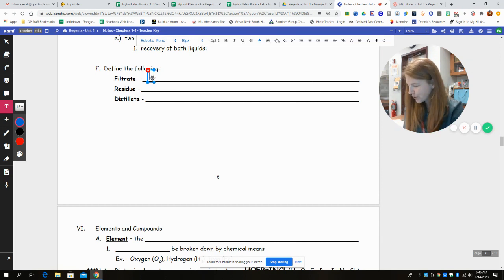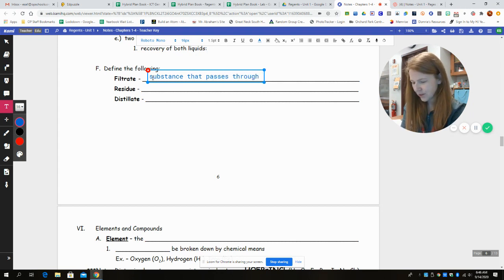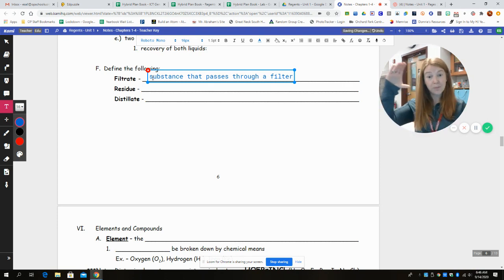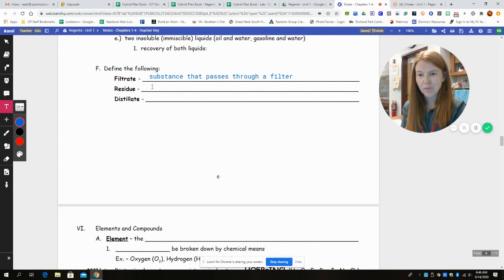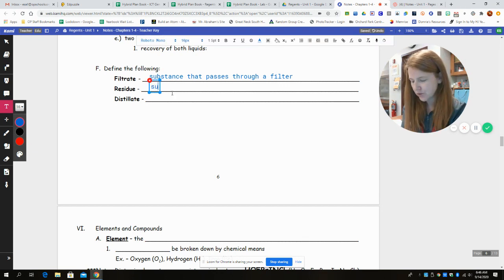Filtrate. So a filtrate is a substance that passes through a filter. So if you are filtering out sand and water, the sand gets trapped in the filter and the water goes through. The water is your filtrate. The sand that got trapped behind is known as your residue. So it's the substance that remains on the filter.